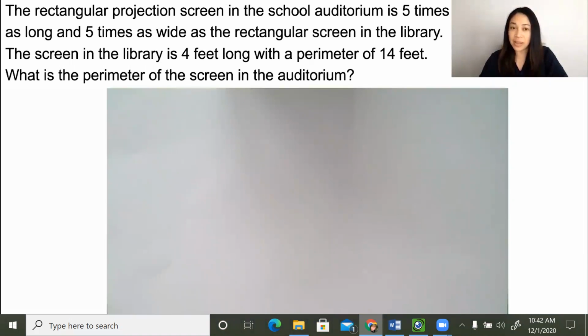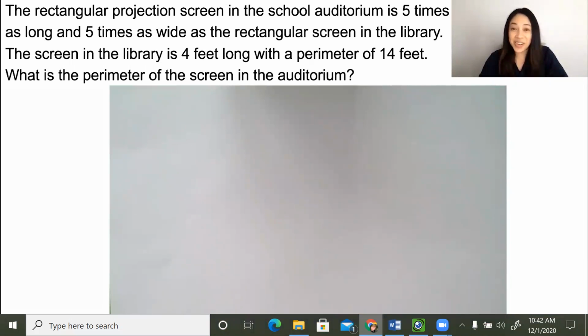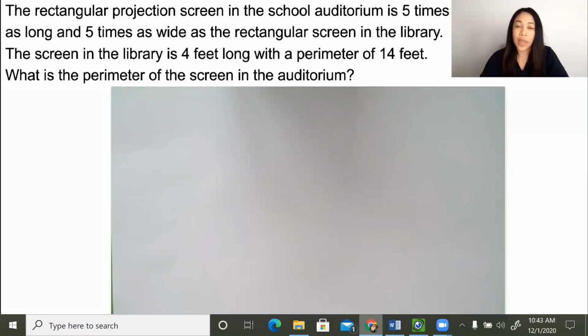Pause for a moment here. Let's think. What information do we know from the word problem? We know that there are 2 screens. There's one in the library and one in the auditorium. We also know that the screen in the auditorium is much larger. It's 5 times as long and 5 times as wide. We also know the length of the screen in the library is 4 feet long, and we know the perimeter of the library screen is a total of 14 feet.